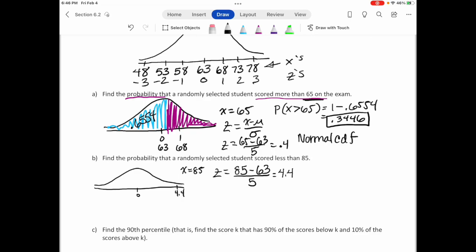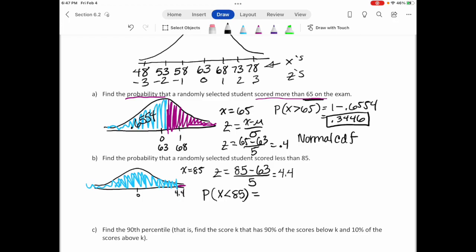And we want to see what the probability is that someone is going to score less than 85. So we're looking for this probability here, everything less than a z of 4.4. That's almost everything. There's just a tiny little spot here that's greater than 4.4, but that's almost the entire graph, so we expect this to be a huge percentage. The probability notation we're going to use is the probability that x is less than 85.